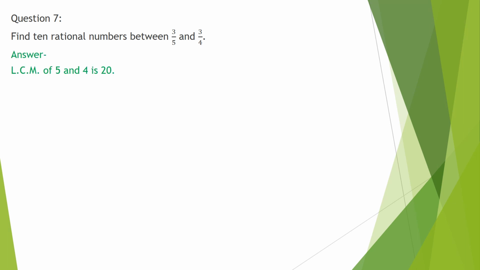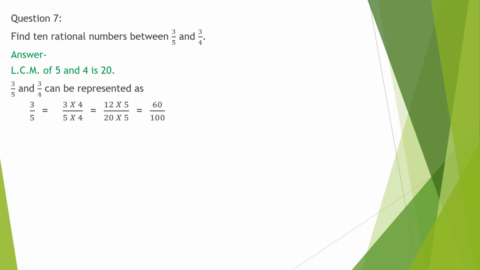Let's move to question number 7. This is the last question of this exercise as well as the last question of this chapter. Find 10 rational numbers between 3 by 5 and 3 by 4. This is very similar to what you have done earlier, but still I am doing it here for you. First, we'll find the LCM of the denominators, that is 5 and 4 is 20. 3 by 5 and 3 by 4 can be represented, and now we will take the terms in the vertical form as we have done earlier.